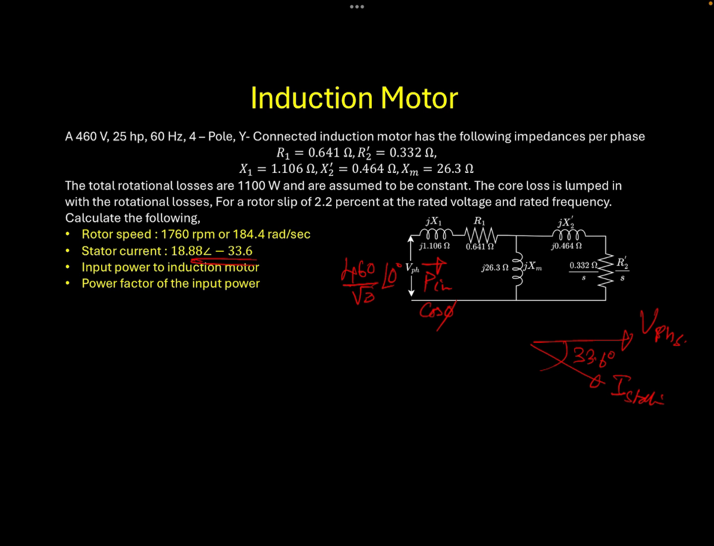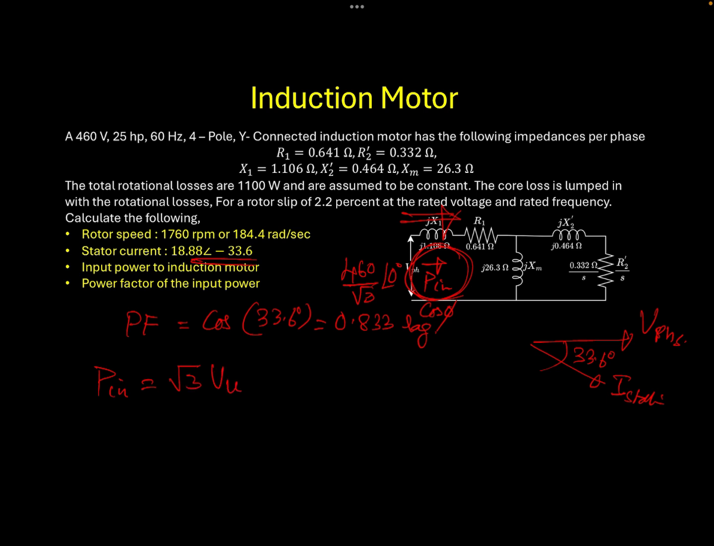Now in that case, we can calculate the power factor of the input power as cos of 33.6 degrees, which is going to be 0.833 lagging. So the power factor, we get it there. And now if you want to calculate how much is the input power that is given, the input power P in is nothing but root 3 times V line to line, I line, cos phi. So that's the input real power we are feeding into the induction motor.